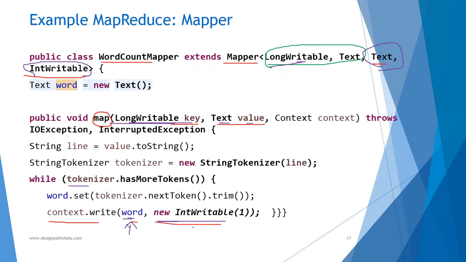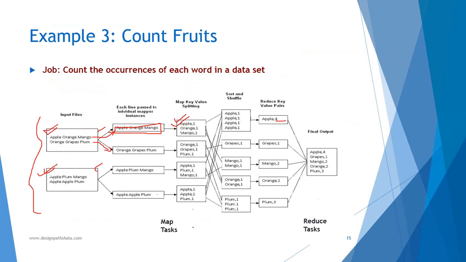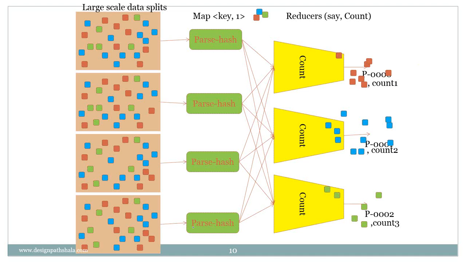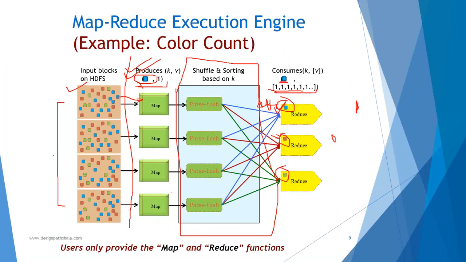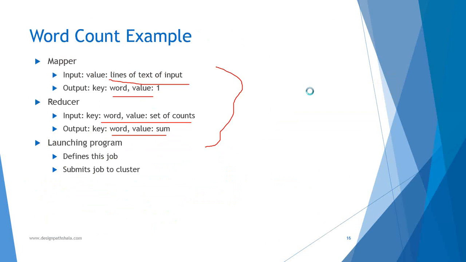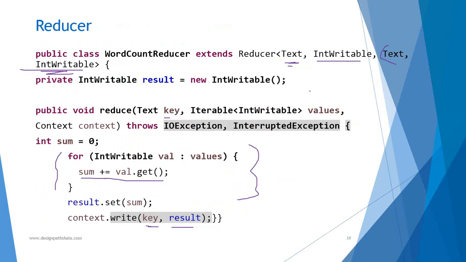And at the back end, my reducer got this key and list of values. So I did the sum of all these values and produced that output. And I'm just saying context.write, that is producing the output, and that will be written to the HDFS, with the key as apple and the result as 4.